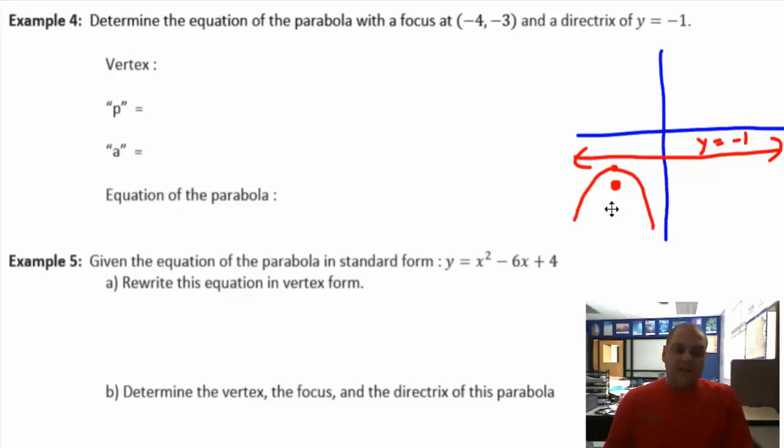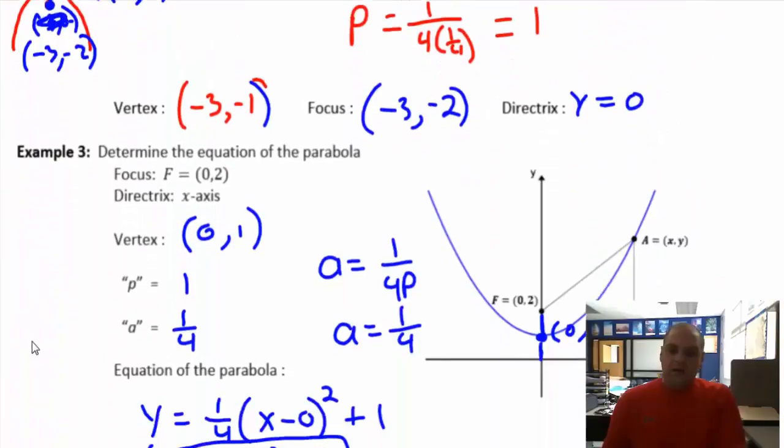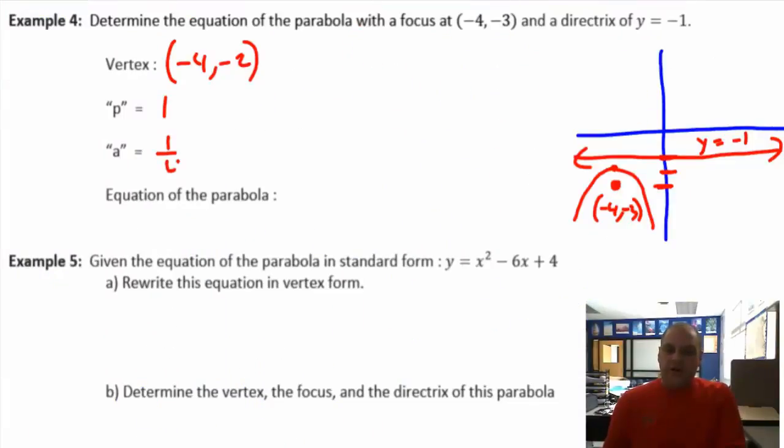If my focus is -4, -3, my vertex is up 1 unit because this is -3 and this is -1, so the vertex must occur at -2, right in the middle there. So -4, -2 will be my vertex. My p is 1 again. And just from the last example, when p was 1, a was 1/4. That's never going to change. So a is 1/4. I already know that.